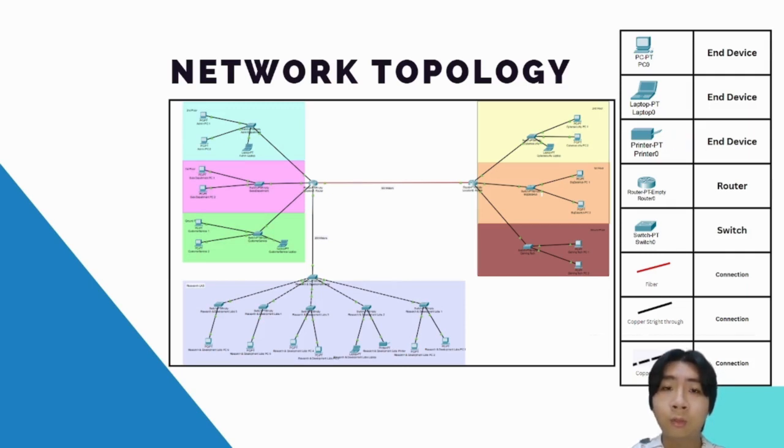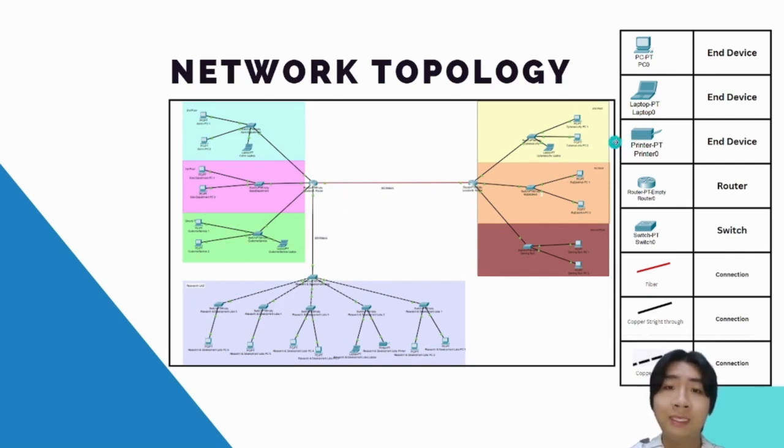For the routers, we use fiber to have a stable connection, due to the distance between location A and location B being 500 meters. And for location C, since it's only 200 meters, we decided not to use another router. We use copper straight-through to connect all of the switches to end devices and switches to routers. But for switches to switches, we decided to use copper crossover.